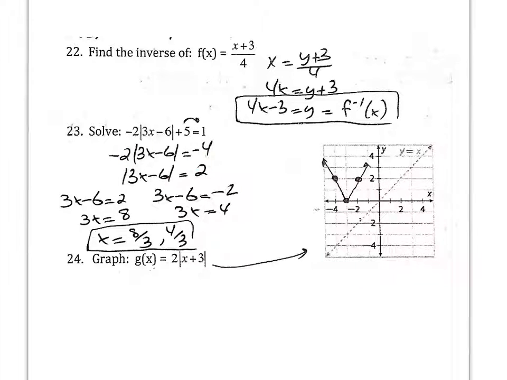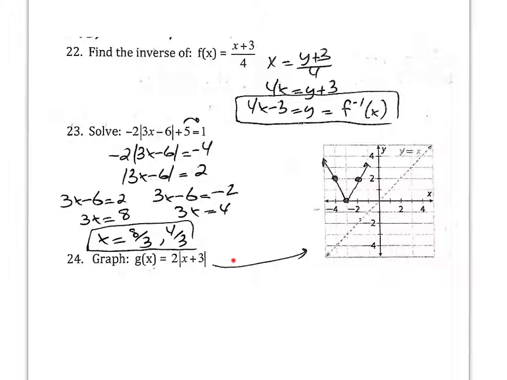2 bars, 2 answers, 2 bars, 2 answers. 3x minus 6 equals 2, and 3x minus 6 equals negative 2, because there are two numbers that are 2 away from 0 on the number line. One is 2, one is negative 2. Move the 6 over, that gives me 8. Move the 6 over, it gives me 4. Divide by 3, 8 thirds and 4 thirds. 2 bars, 2 answers.